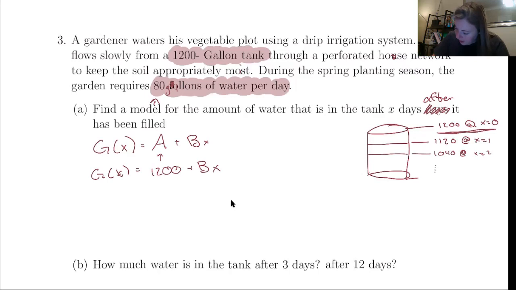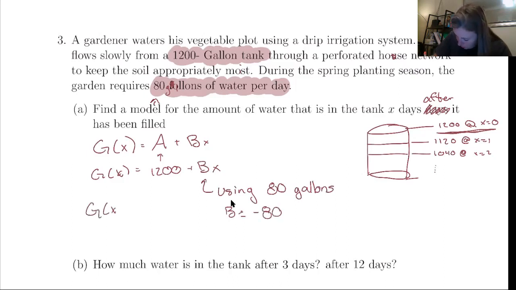Because of that, for this B, I'm using 80 gallons. So I'm taking 80 gallons away. B isn't going to be 80 because then I would be adding on to it. So I want B to be negative 80. That makes G of X 1,200 minus 80x. This is especially when I want you guys to show your work. I want to see these thought processes that you're having.